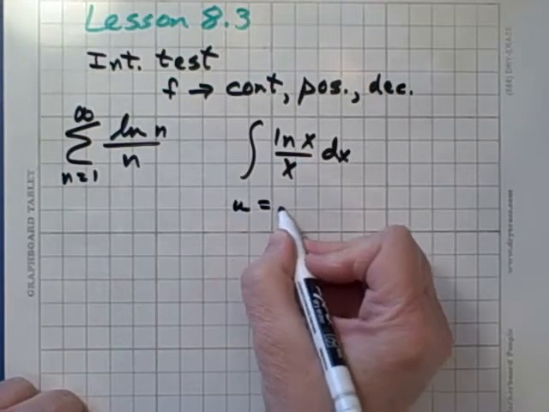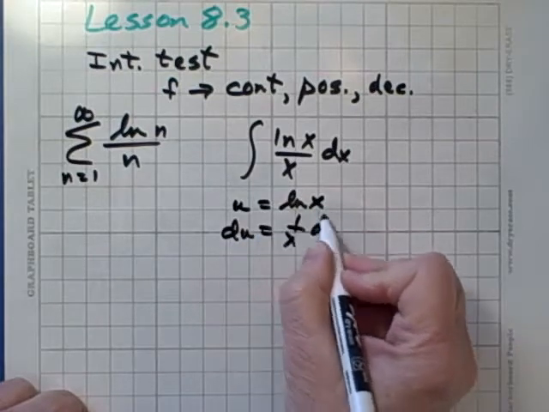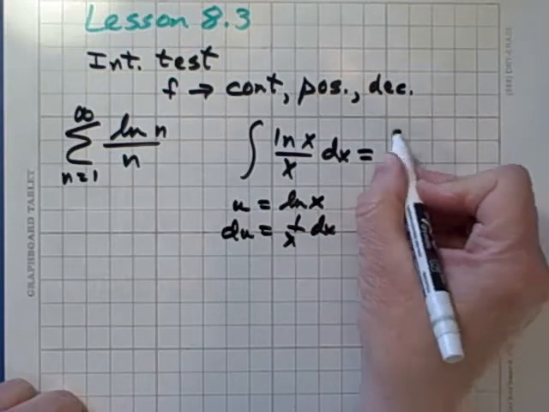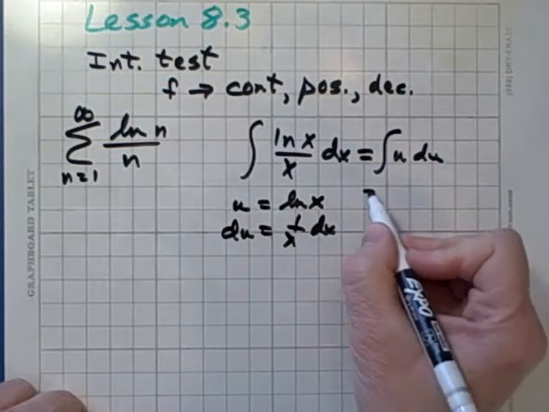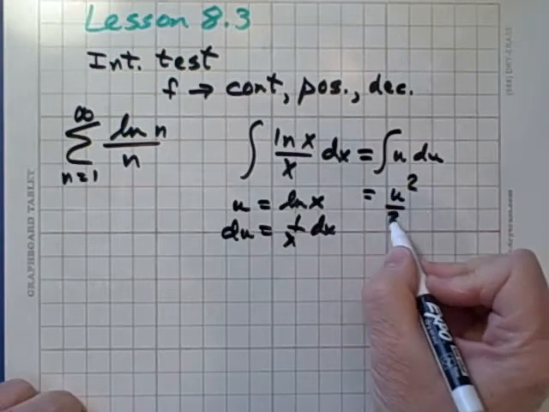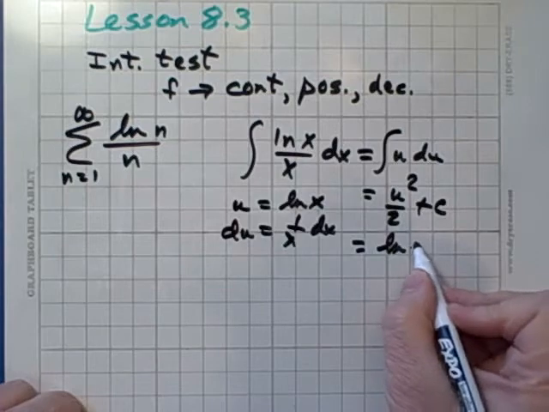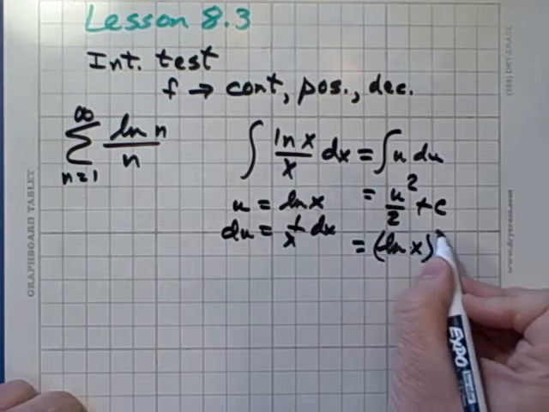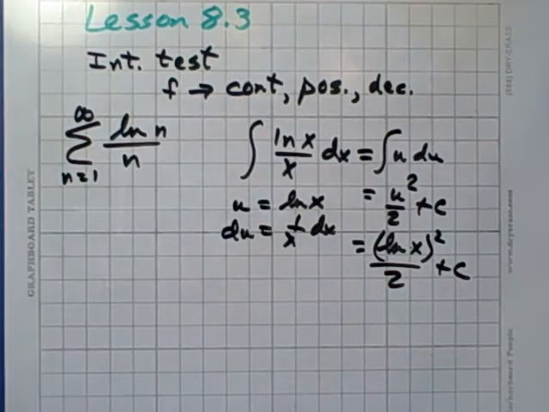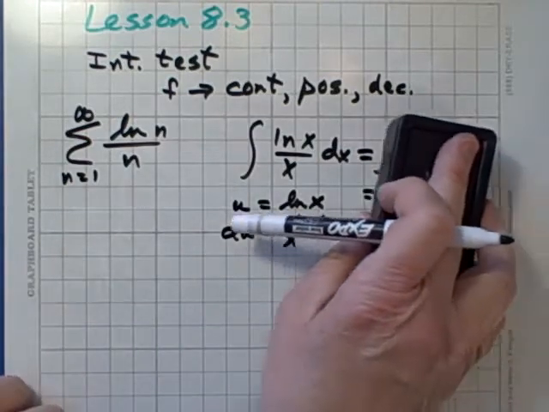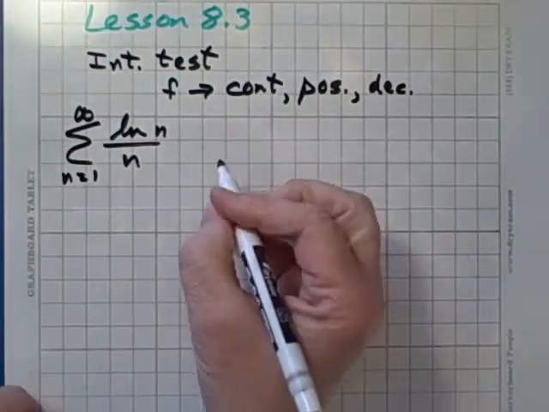Let u be the natural log of x, and then du would be the 1 over x dx, giving us the integral of u du, antiderivative u squared over 2 plus a constant, in other words, natural log of x squared over 2. Again, with that in mind, we would like to perform the integral test on this particular series.